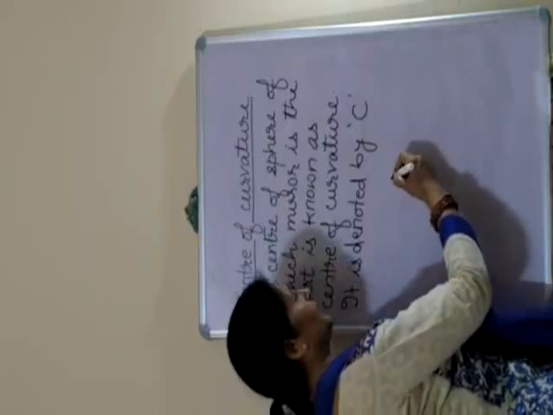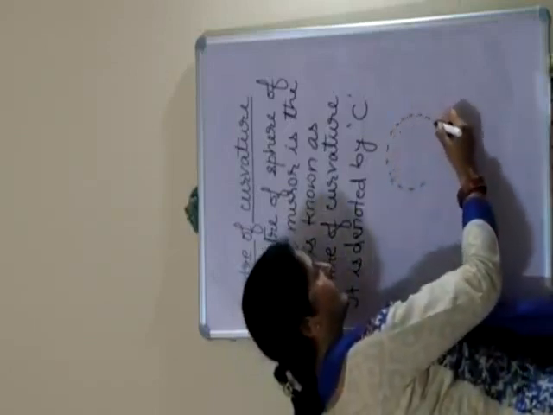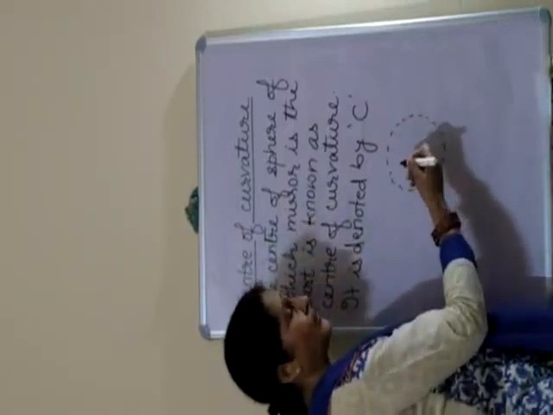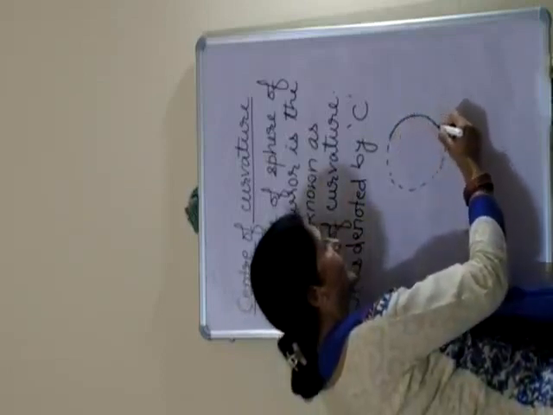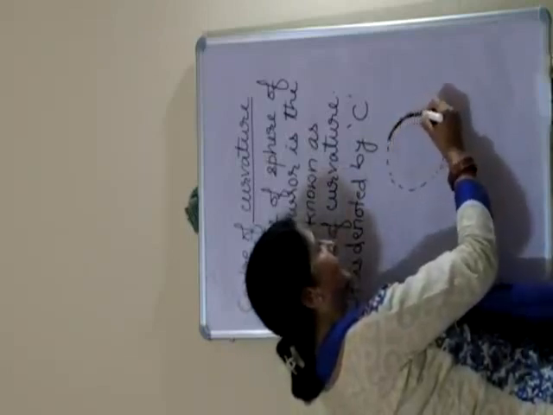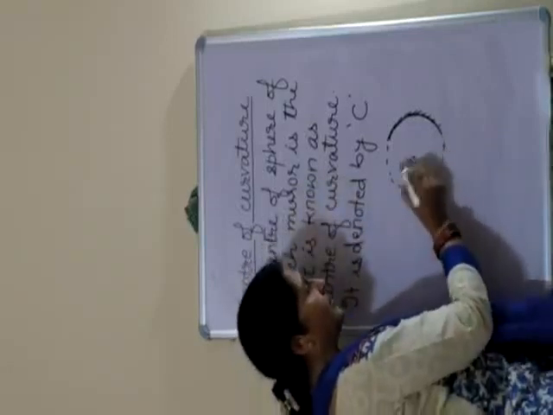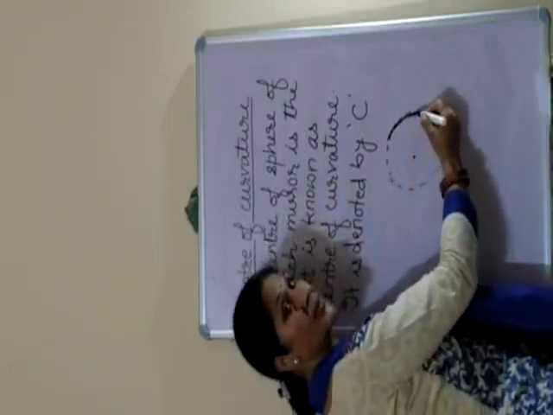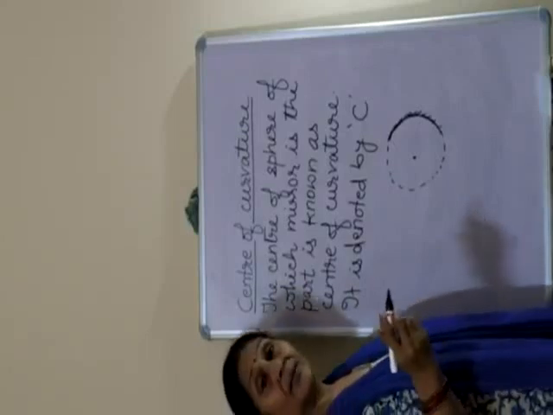Look, suppose that this is the sphere. In a plane we can draw like this only, and this is the mirror. Suppose this is a concave mirror, and the center of this sphere, means this point, is the center of curvature for this mirror. Clear? Now let us see the aperture.